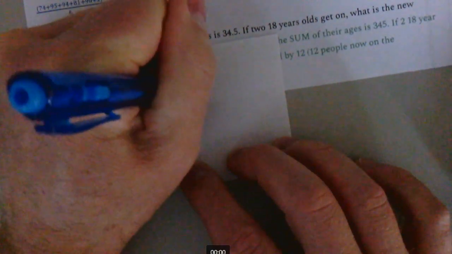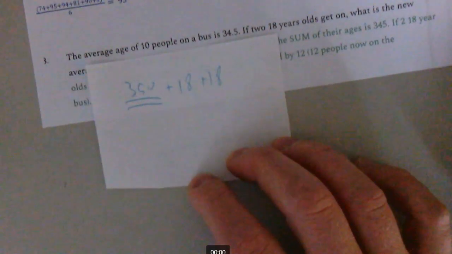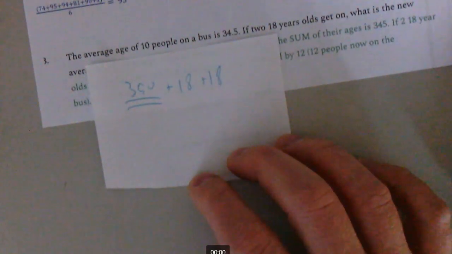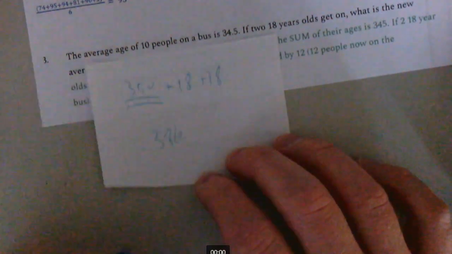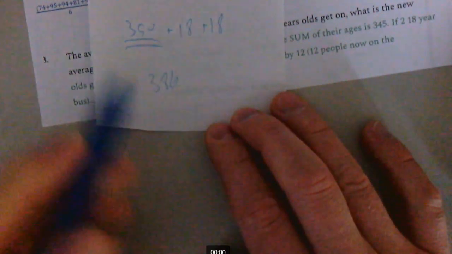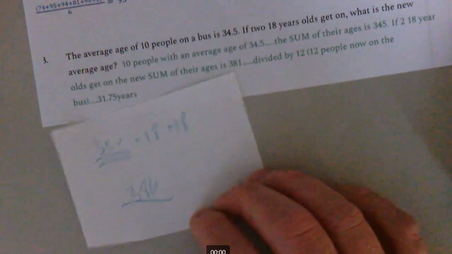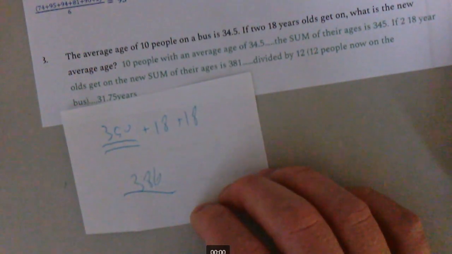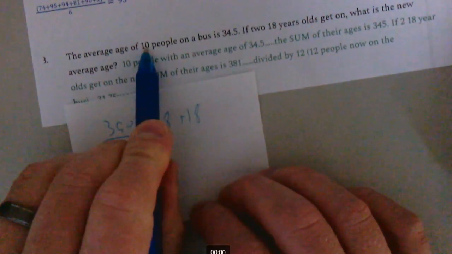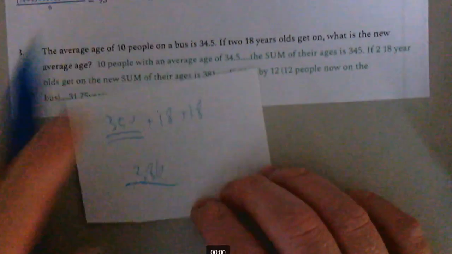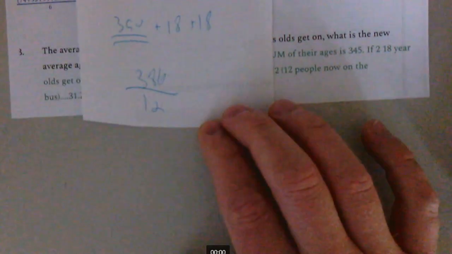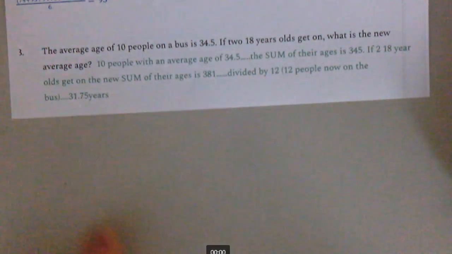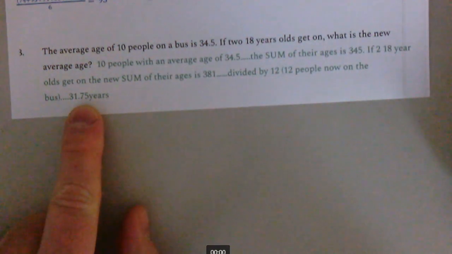Okay, well then I'm adding an 18-year-old and another 18-year-old. So that's going to give me 386 now as the sum of all the people on the bus. We divide by how many people are on the bus, and that will give us the average. Well, there were 10 people, but 2 more got on, so there will be 12 people total. I'll do 386 divided by 12, and you end up with 31.75 years. Not too bad.